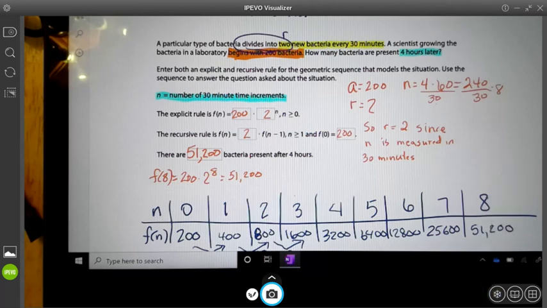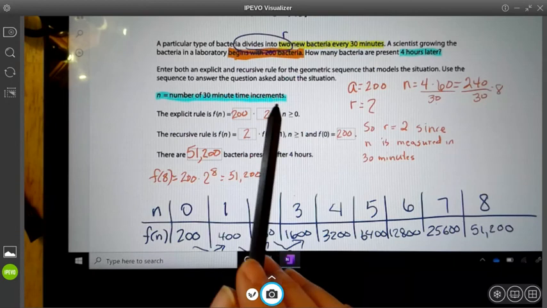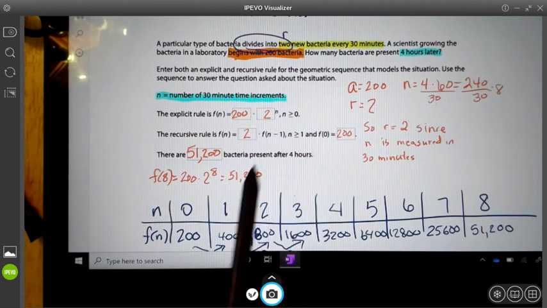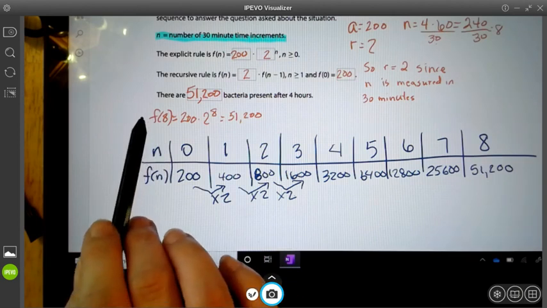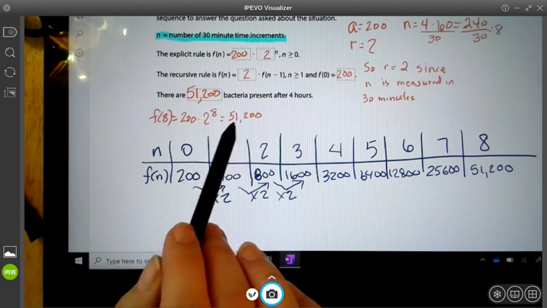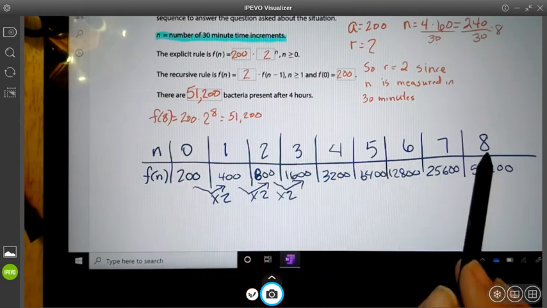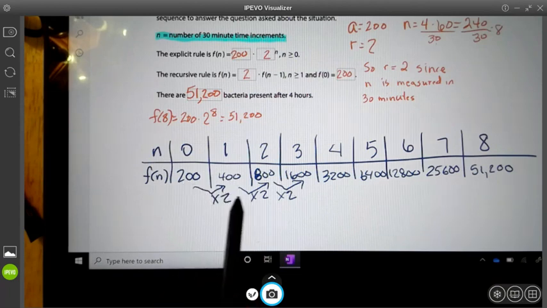And it gives us 8 increments. So our f of n is 200 times 2 to the n power. Our recursive is 2 times the previous, f of n minus 1, where f of 0 is 200. And so we can use a table or we can use the explicit. This is the explicit rule being used, where it's 200 times 2 to the 8th power, which gives us 51,200. Or we can draw a table counting out the number of increments, not the number of minutes, and doubling each answer for the f of n's until we get to the 8th increment, 51,200.